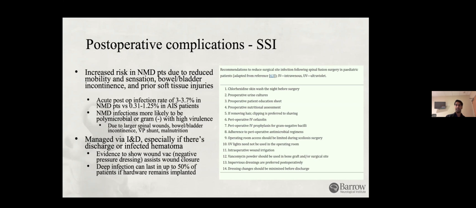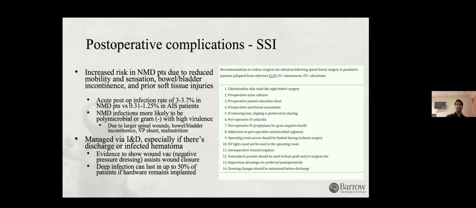And if the patients don't have proper bowel or bladder control, they often need a diaper. If the incision is getting bathed by fecal matter, then that's really an infection risk that we have to be aware of. A lot of these patients also have things like a VP shunt. They're malnourished, and so the prognosis also really matters.